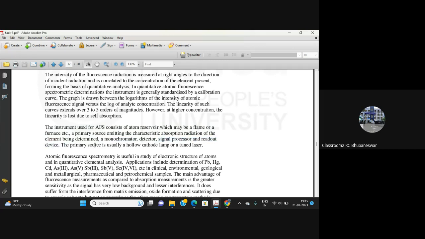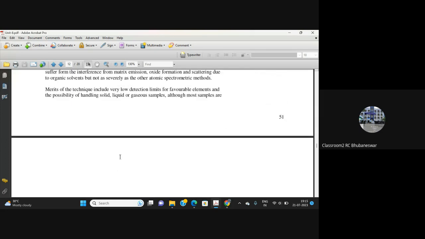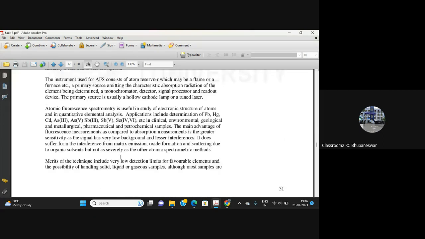By this time, by seeing these many spectroscopic methods, you may have got a clear idea that more or less all are interlinked, but the methodology, instrumentation, and the detection limits for different techniques are different. Okay, so now you can discuss any question if you have.